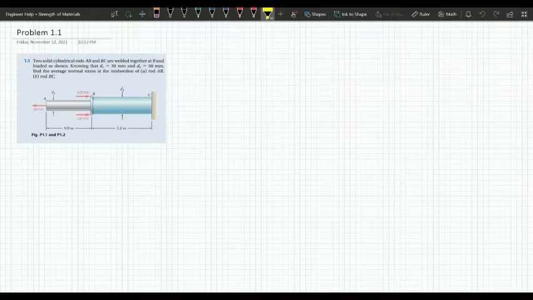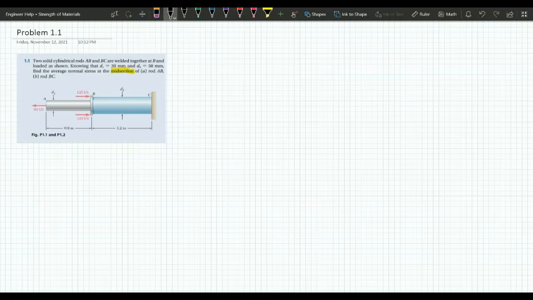Hello guys. Okay, so today we are going to be looking at problem 1.1 of the Strengths of Material textbooks. So the problem states two solid cylindrical rods AB and BC are welded together at B and are loaded as shown. Knowing that diameter 1 equals 30 millimeters and diameter 2 equals 50 millimeters, find the average normal stress at the midsection of A, rod AB, and B, rod BC.